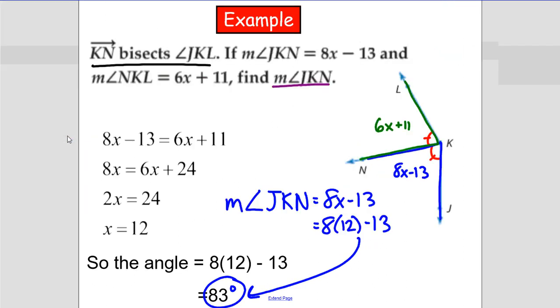The ACT and the SAT love to do questions like this, where you need to put multiple parts together and make sure you answered the original final question. The final question was, what's the measure of JKN? So you're not done at x equals 12. You need to use that to get your final answer.